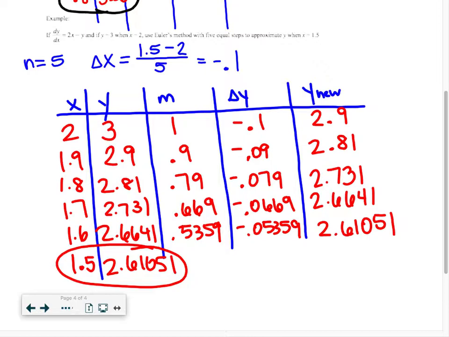I have a worksheet for you. Your worksheet has 4 slope fields, 6 matching, 4 more matching, a couple multiple choice questions, and then a couple Euler's method. On the back is a free response. You get to go through.